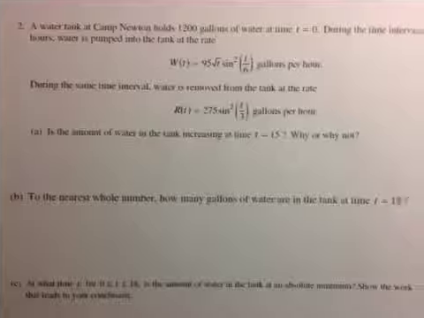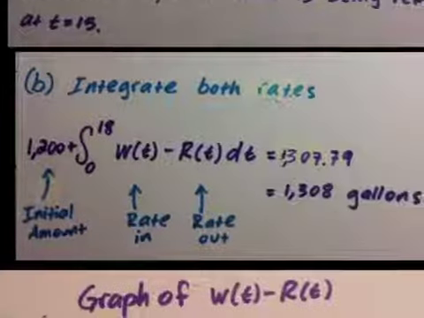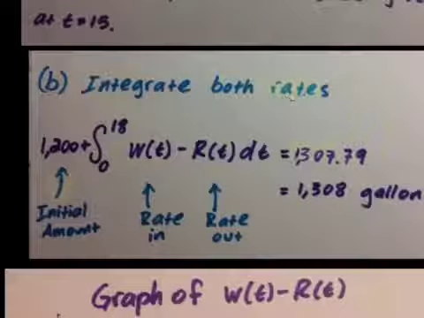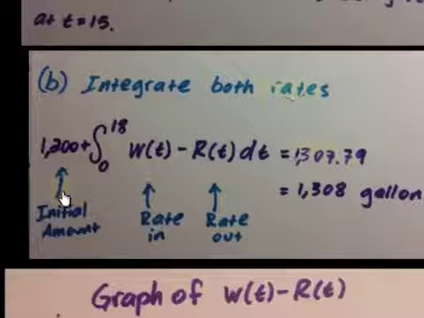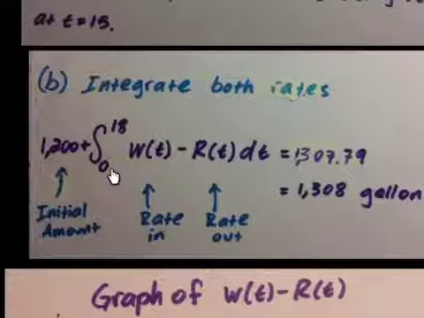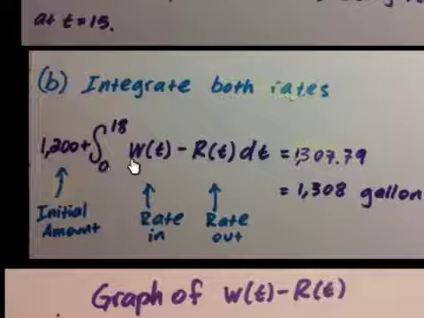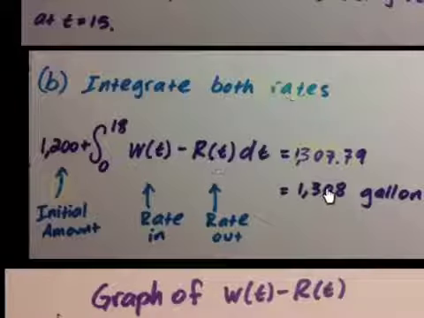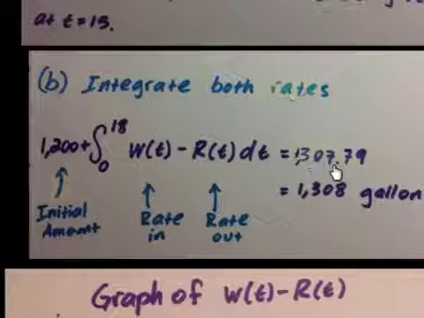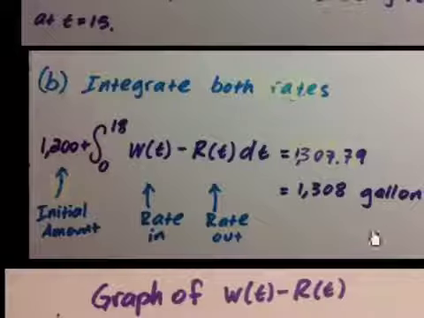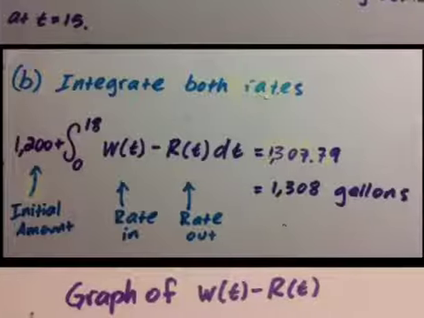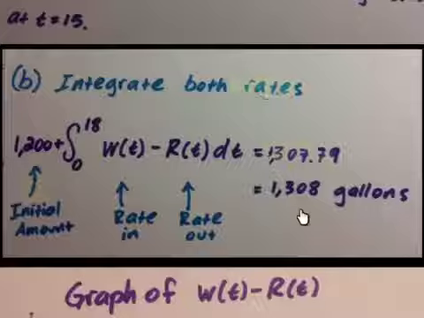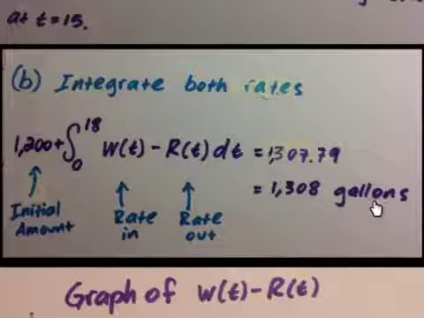And so for part B, you have to integrate both rates. So adding the initial amount, which is 1200, you integrate from 0 to 18. You can do both of these at the same time. You can do W(t) minus R(t), integrating this, and you end up with 1,307.79 gallons. And since it asks to round to the nearest whole gallon, it would be 1308 for the amount of gallons in the tank.